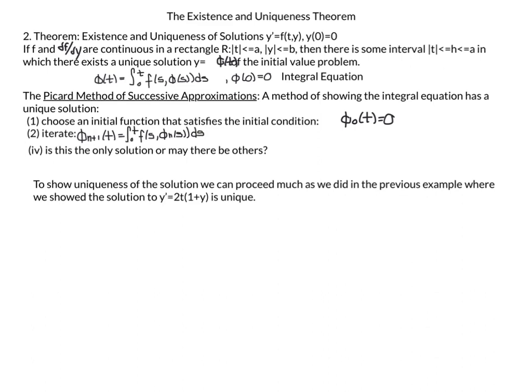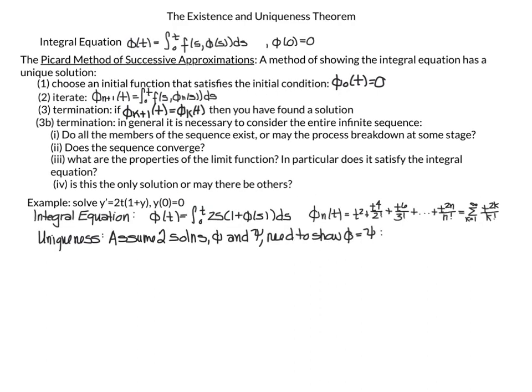For the last question, is this the only solution, or may there be others? In other words, is the solution unique? We are going to use our last example, y prime is equal to 2t times 1 plus y. Okay, so now we can go on to uniqueness.